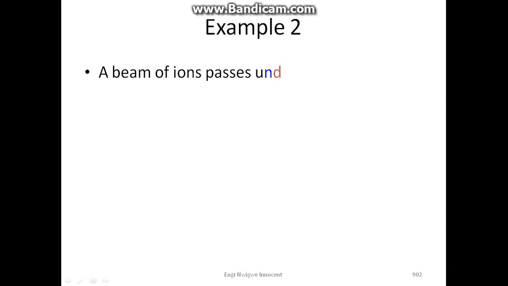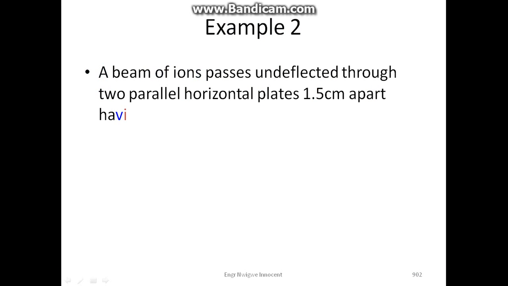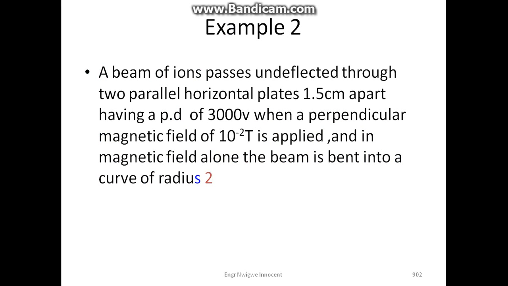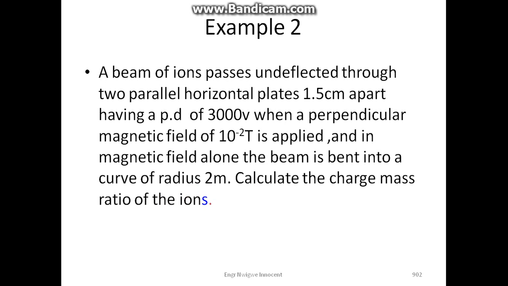Example 2. A beam of light passes undeflected through two parallel horizontal plates 1.5 cm apart, having a PD of 3000 volts when a perpendicular magnetic field of 10 raised to the power minus 2 Tesla is applied, and in magnetic field alone the beam is bent into a curve of radius 2 meters. Calculate the charge mass ratio of the ion.